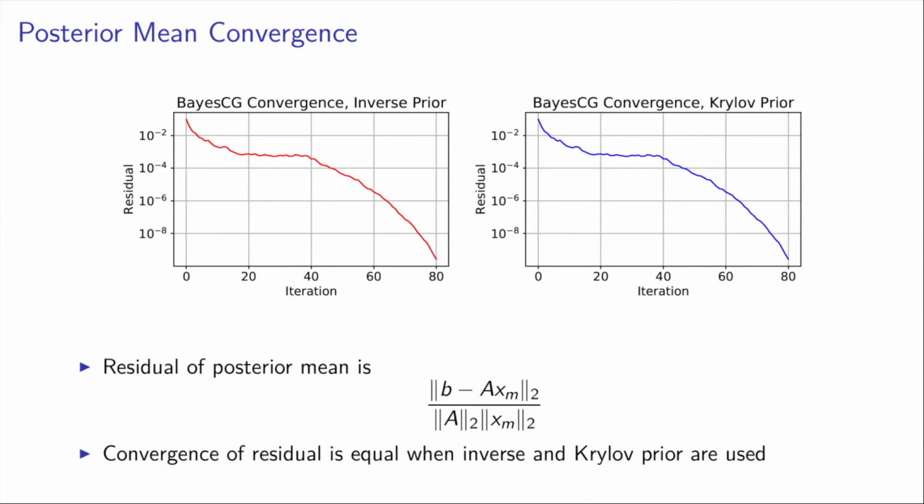So here we depict the convergence of the residual in Bayes CG with the inverse prior, which is shown on the left, and the Krylov prior, which is shown on the right. The residual plotted in both these graphs is the relative residual, the norm of b minus Ax, divided by the norm of A and the norm of x. We can see that the convergence of the residual is equal when the inverse and Krylov priors are used, and this is a verification of our result that the Krylov prior causes Bayes CG to converge at the same speed as CG. And we know this because in the original Bayes CG paper, it was shown that the inverse prior causes Bayes CG to converge at the same speed as CG.